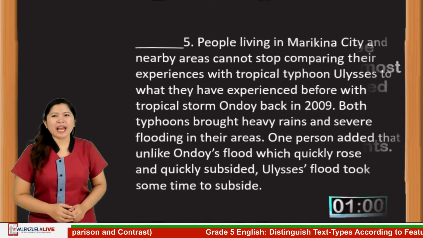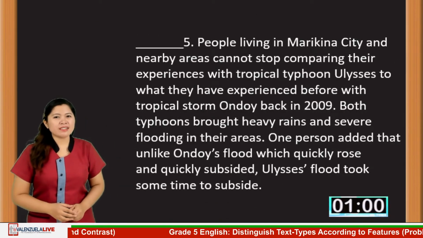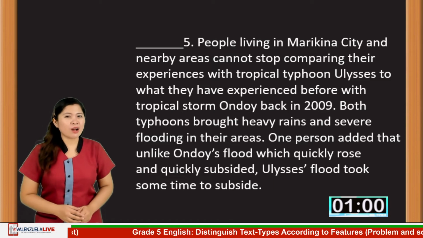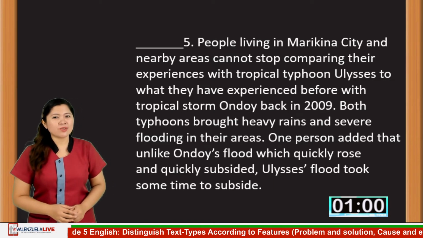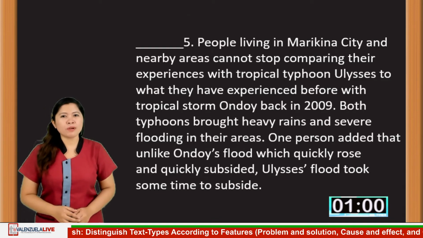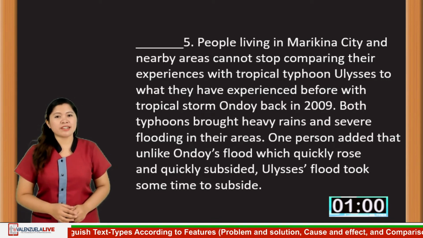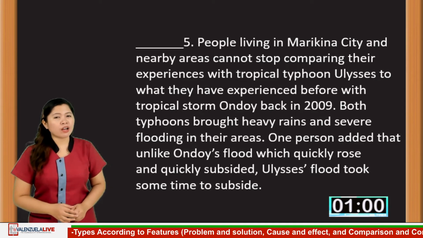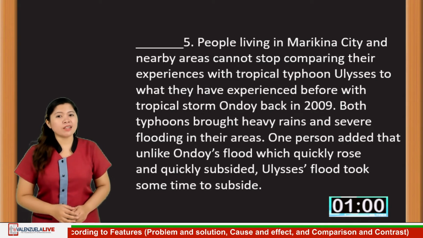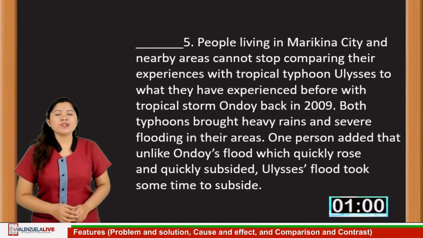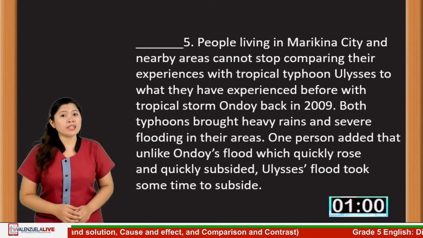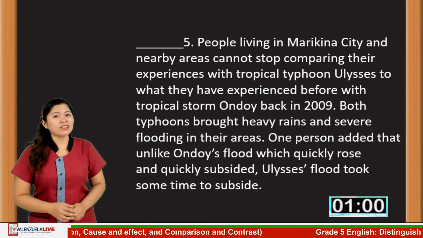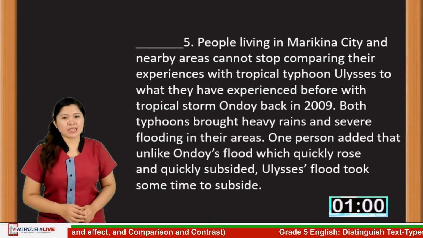Okay. People living in Marikina City and nearby areas cannot stop comparing their experiences with Tropical Typhoon Ulysses to what they have experienced before with Tropical Storm Ondoy back in 2009. Both typhoons brought heavy rains and severe flooding in their areas. One person added that unlike Ondoy's flood, which quickly rose and quickly subsided, Ulysses' flood took some time to subside.